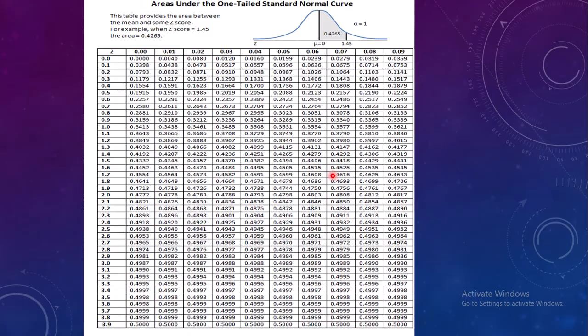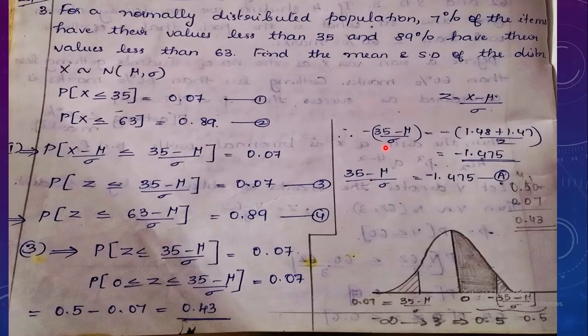Now what you have to do? So 35 minus mu by sigma is equal to what? Minus 1.475. Okay, now this is your equation A. Similarly, you have to find another equation in order to get what? Mu and sigma, because you have two unknowns. So for that we take the help of the fourth equation, probability of z less than or equal to 63 minus mu by sigma equal to 0.89.